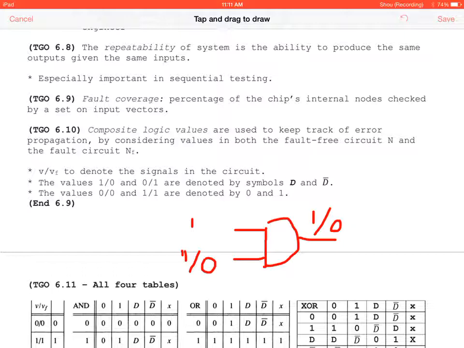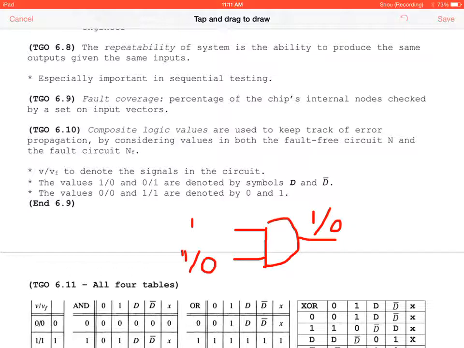Now, the notation that we're going to be using in the subsequent TGOs and subsequent circuits is this: when the circuit should be 1 and it is 0, that's denoted by the value D. But if it should be 0 and it is 1, it's denoted by D bar. And if it should be 0 and is 0, it's just 0. And if it should be 1 and is 1, it's just 1.